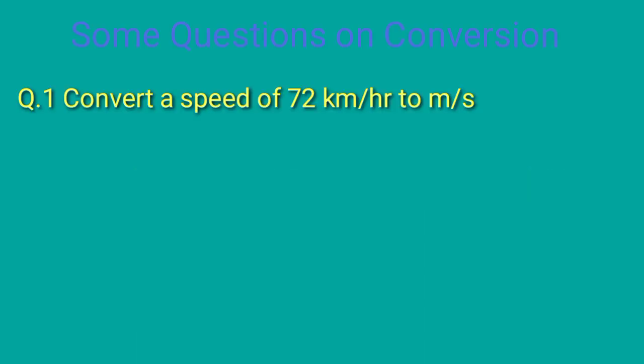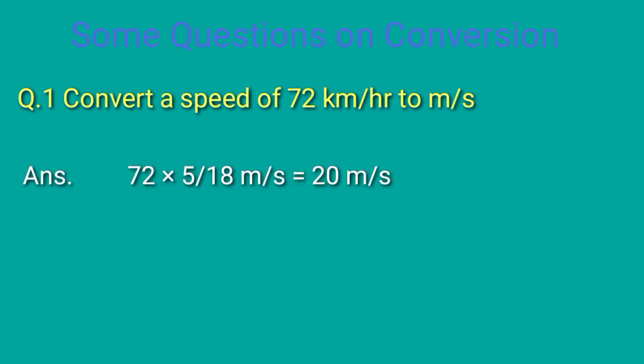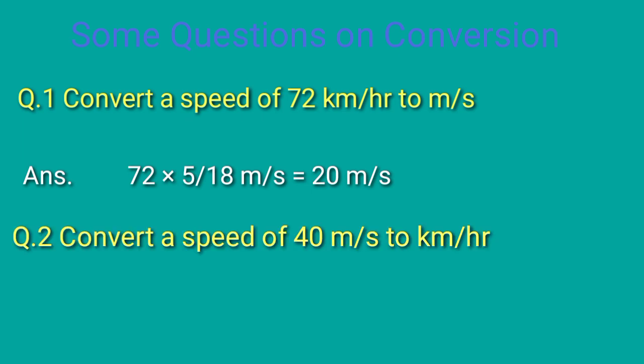Now we will do some questions based on conversion. Question 1 is: convert a speed of 72 kilometer per hour to meter per second. How will we do it? We will simply do 72 into 5 upon 18 meter per second. So the answer will simply come as 20 meter per second.